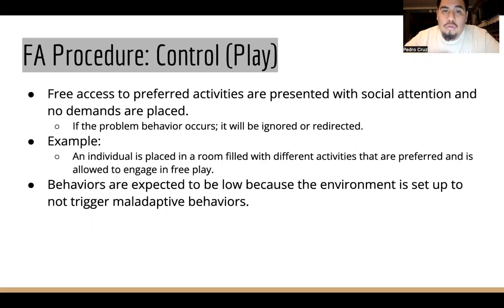So in our control or play group, free access to preferred activities is presented with social attention and no demands are placed. If the problem behavior occurs, it will be ignored or redirected. For example, an individual is placed in a room filled with different preferred activities and is allowed to engage in free play, meaning the individual has free access to the room, they can do what they want, and if the behavior occurs, place no attention on it. Behaviors are expected to be low because the environment is set up to not trigger these maladaptive behaviors.